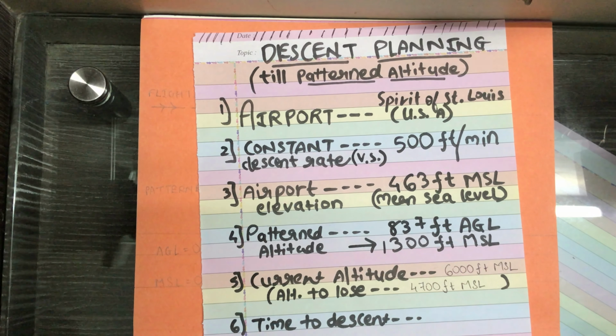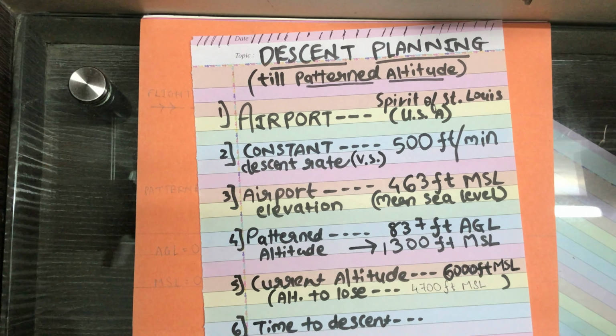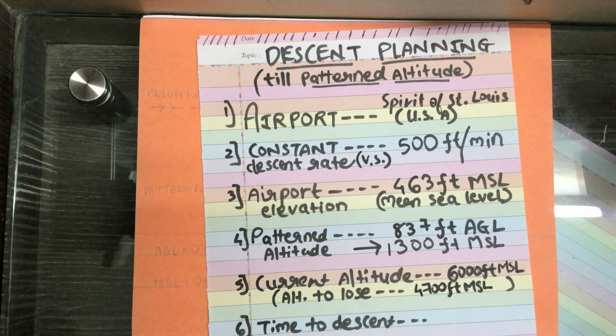Next, we figure out our altitude to descend till the pattern altitude. Now let's say that we are flying at a current altitude of 6000 feet. So accordingly, if we subtract 1300 from it, we are left with 4700 feet to descend. Now let's represent the following data in the diagram.